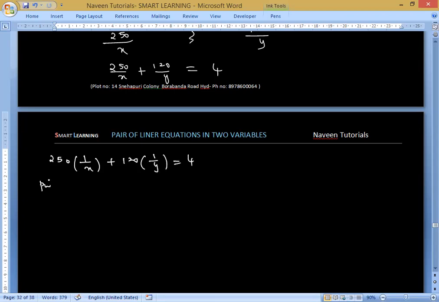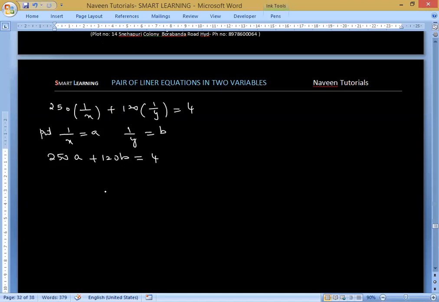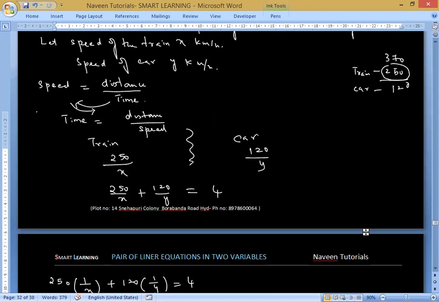Put 1 by x is equal to a. I'm assuming 1 by x as a and 1 by y as b. Then 250a plus 120b is equal to 4. I'll consider this as the first equation. Before solving the first equation, let's work out the other part also.